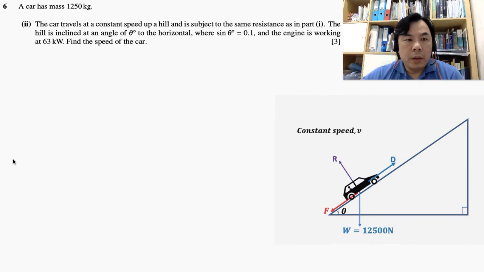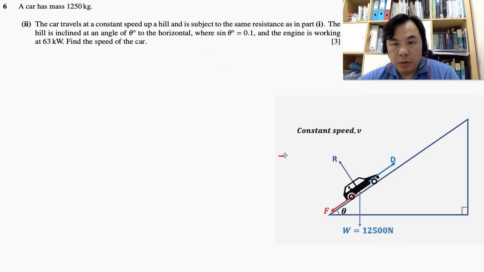All right, let's take a look at the second section of this question. We are still referring to the same car that has a mass of 1,250 kg, but this time they changed the scenario of where the car is moving. Now you can see that the car is moving uphill at a constant speed, again, and is subject to the same resistance as provided in the previous section, which is 850 newtons. So I'm going to write it down.